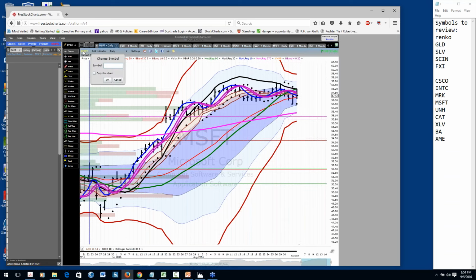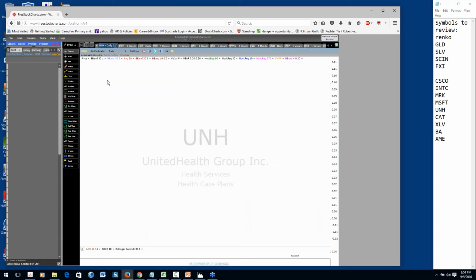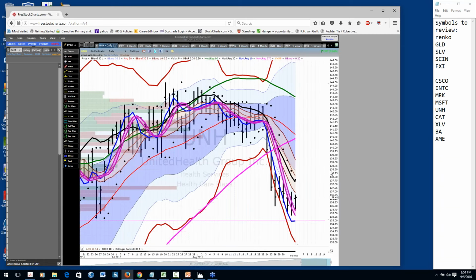United Health. This is my favorite chart pattern, when you already have the value baked into the cake. So this was the previous fair value around 142 up in here, and had that sharp move down to what we saw as support before. And now it has some bottoming action. So now as I look at this, I think we're ahead of the curve in studying this one.